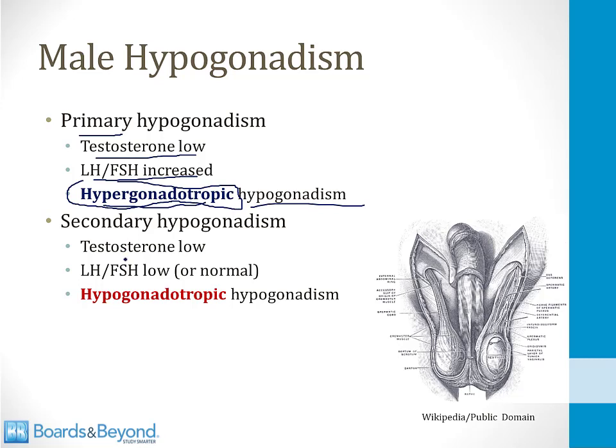In secondary hypogonadism, testosterone levels are also low, just like in all forms of male hypogonadism. However, in this situation, the LH and FSH levels are low or normal, but they are not increased. And this is often described as hypogonadotropic hypogonadism.